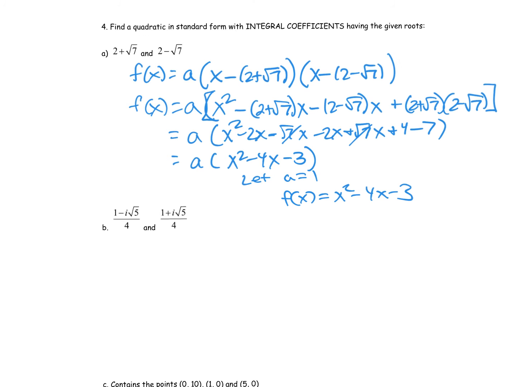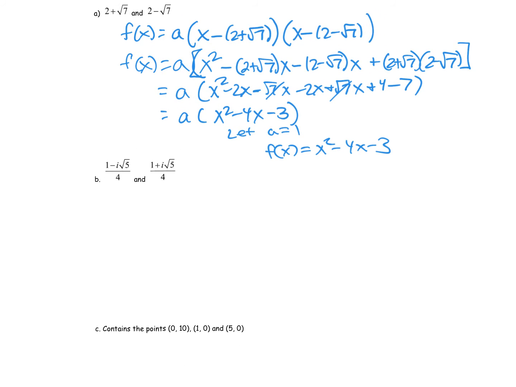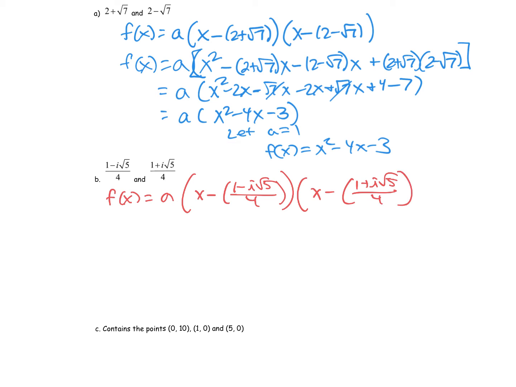Let's do this next one. So again, start the same way. You're going to do x minus the root. So minus this, 1 minus i root 5 over 4. And x minus 1 plus i root 5 over 4. All right, now just the messiness of FOILing this out. Still, I'm going to just leave my a in front.